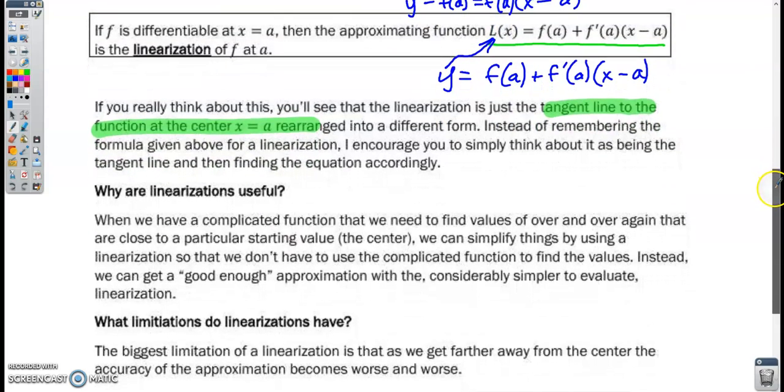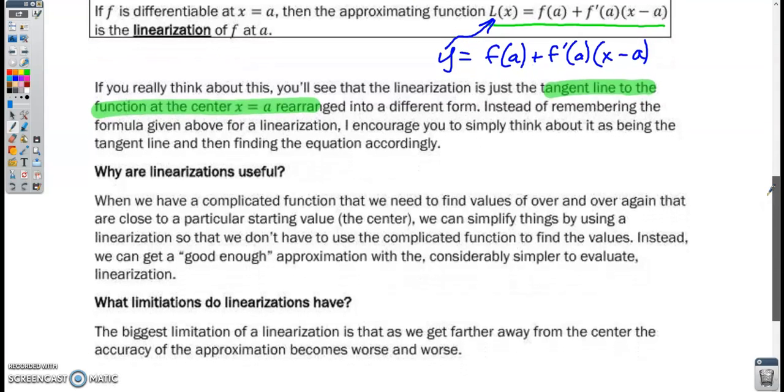Why are linearizations useful? If we have a very complicated function that we need to find close enough values for over and over again that are close to a particular starting value, we can use the linearization, which will allow us to calculate the values to a reasonable precision without nearly as much work. What limitations do linearizations have?